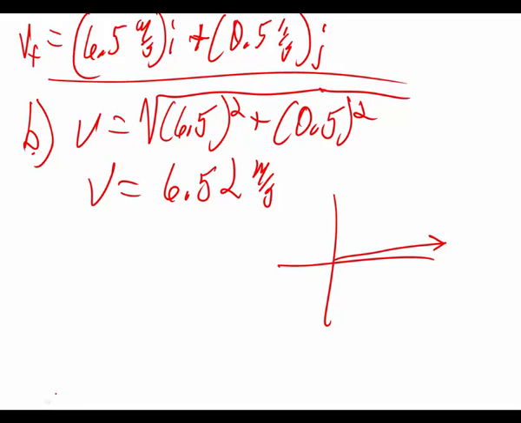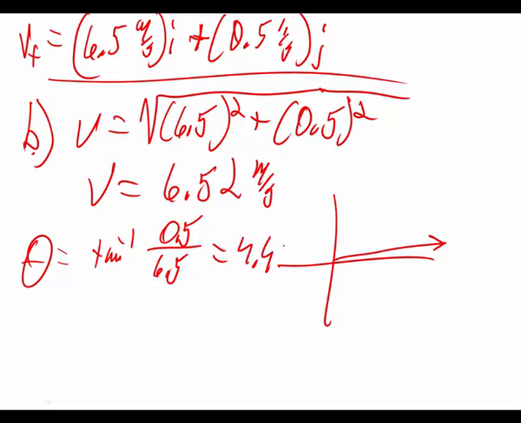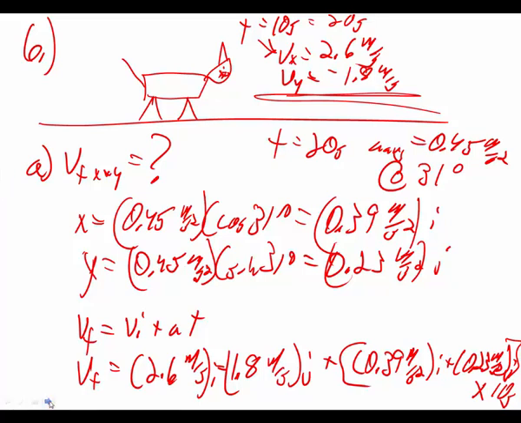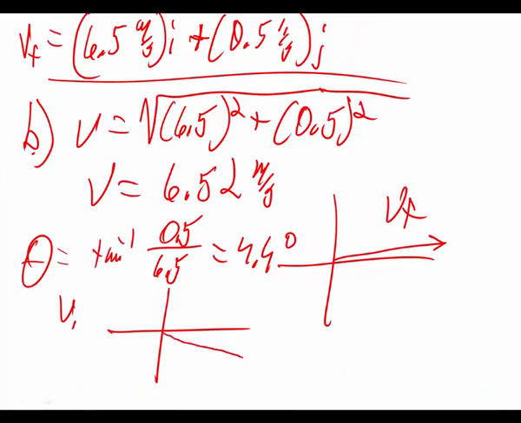All right, now, what is my angle? Well, arctan, isn't it? And you get 4.4 degrees? It's a real low angle. And then what's the next part? Sketch the velocity vectors. Well, we just did that one. That's the last one. This is V final. What would be V initial? Well, okay. We were negative 1.8 and 2.6 in the X. So it's going to be something like that. Maybe something like that. Close.